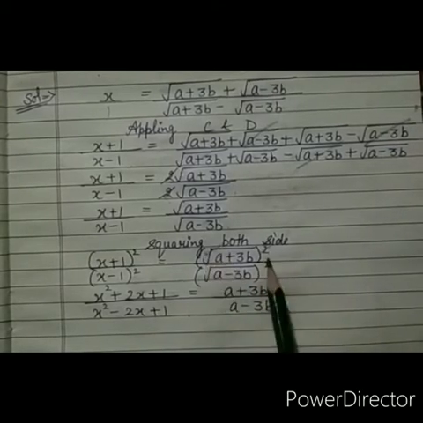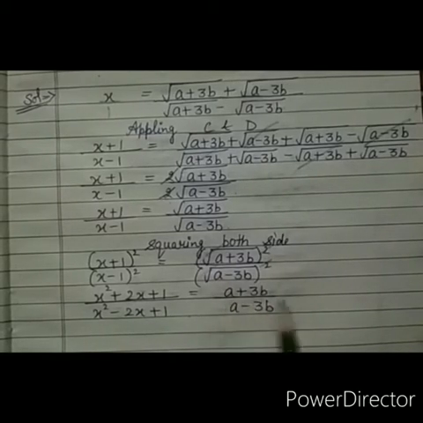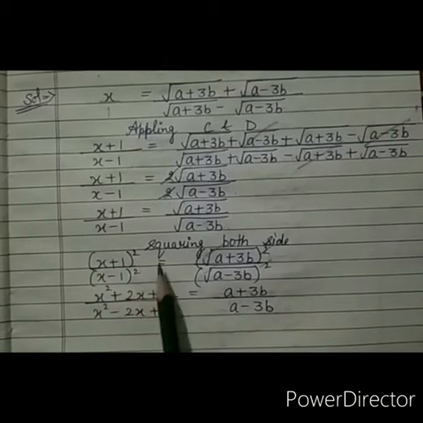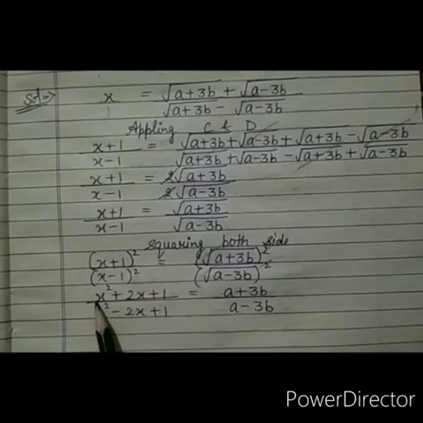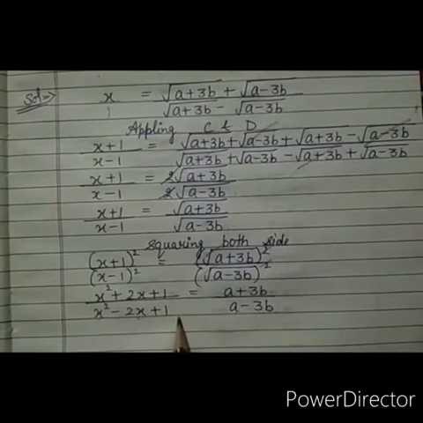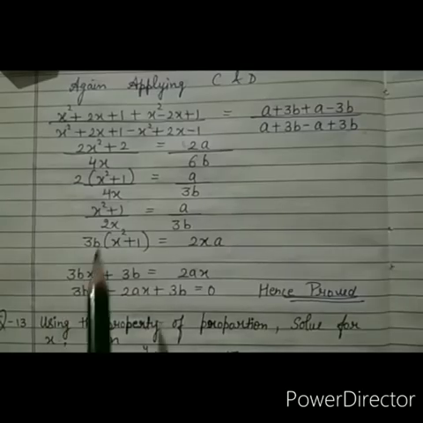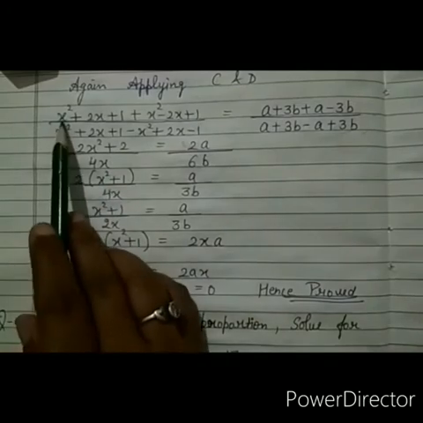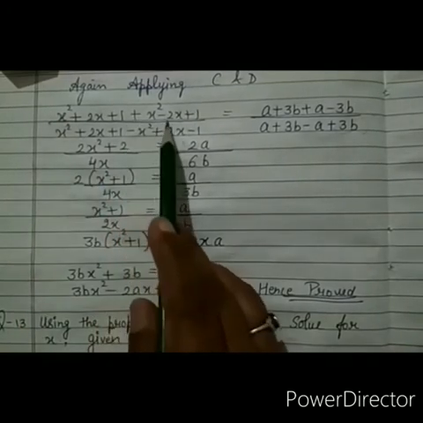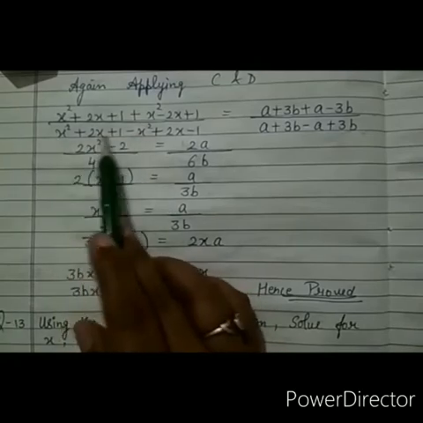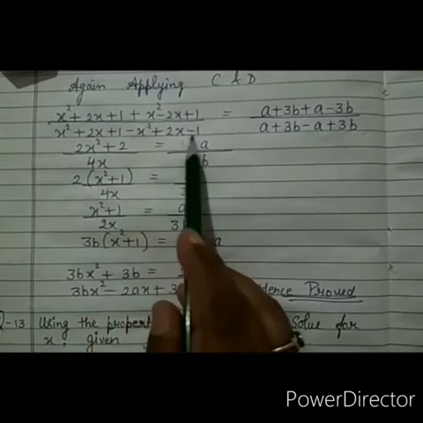Then this square and square root cancel. Then we have here a plus 3b upon a minus 3b, and here we have to apply the property of a plus b whole square and a minus b whole square. Then we get x square plus 2x plus 1 upon x square minus 2x plus 1. Now here again we have to apply the property of componendo and dividendo. Now after applying the property of componendo and dividendo, we will get x square plus 2x plus 1 plus x square minus 2x plus 1 upon x square plus 2x plus 1 minus x square plus 2x minus 1.